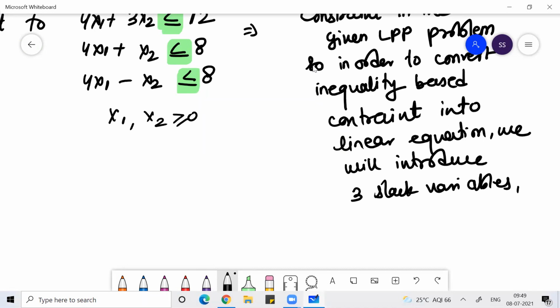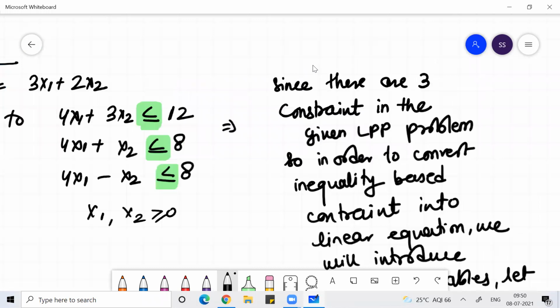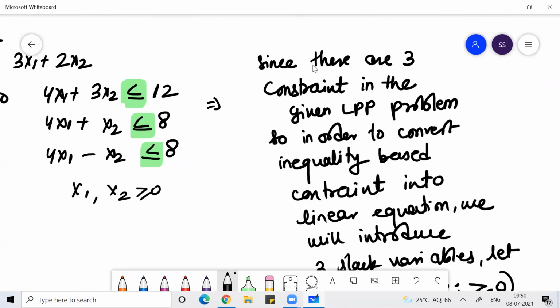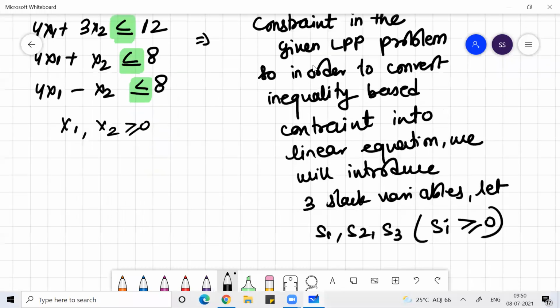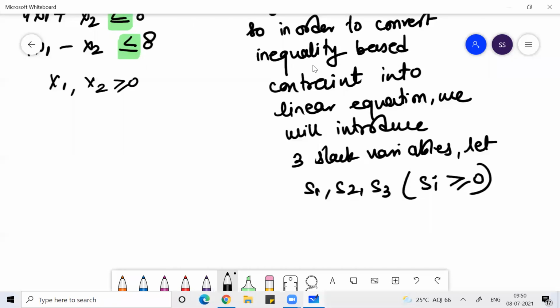Let them be S1, S2, S3, such that those slack variables you introduce are greater than or equal to 0. So we introduce three slack variables into the given LPP problem, because there are three constraints, and we want to convert the inequality based constraints into equality based constraints. Each slack variable should be greater than or equal to 0.